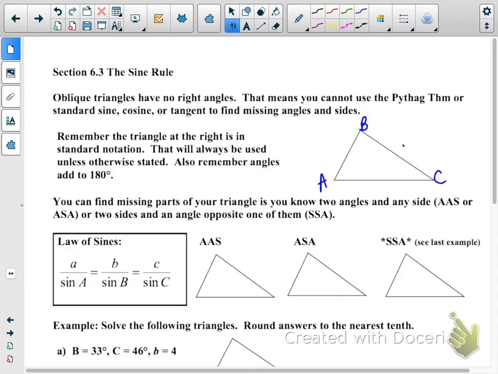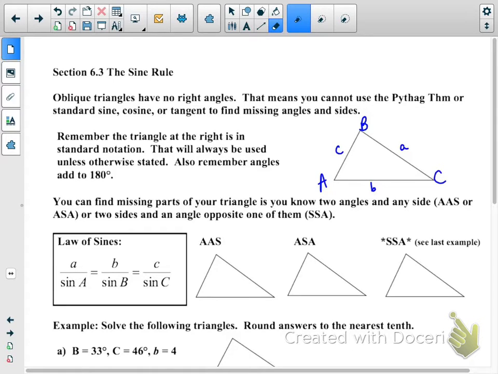Little letters are across from their big letters, and little letters are always sides. So notice B is across from B, A from A, and C from C, and so on there. So also remember that all angles in a triangle add to 180. Sometimes you don't have the information that you need, but you can subtract from 180 to find the information that you do need.